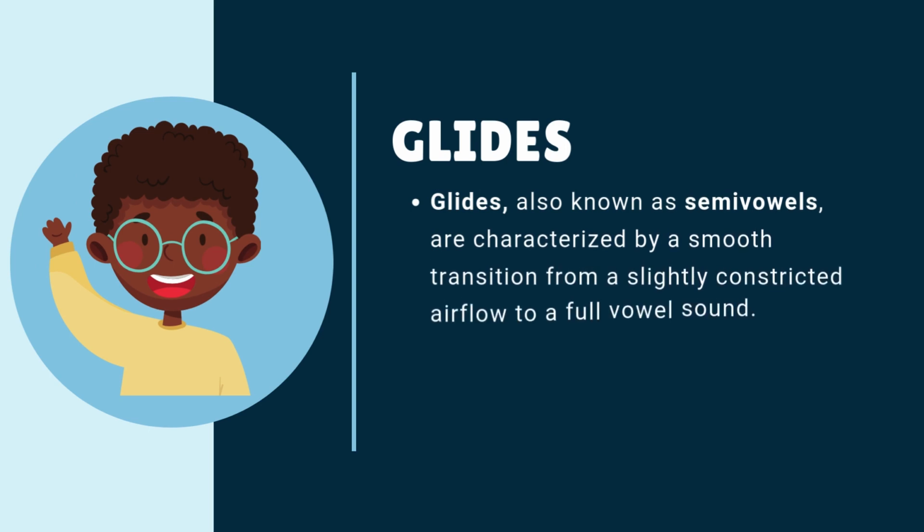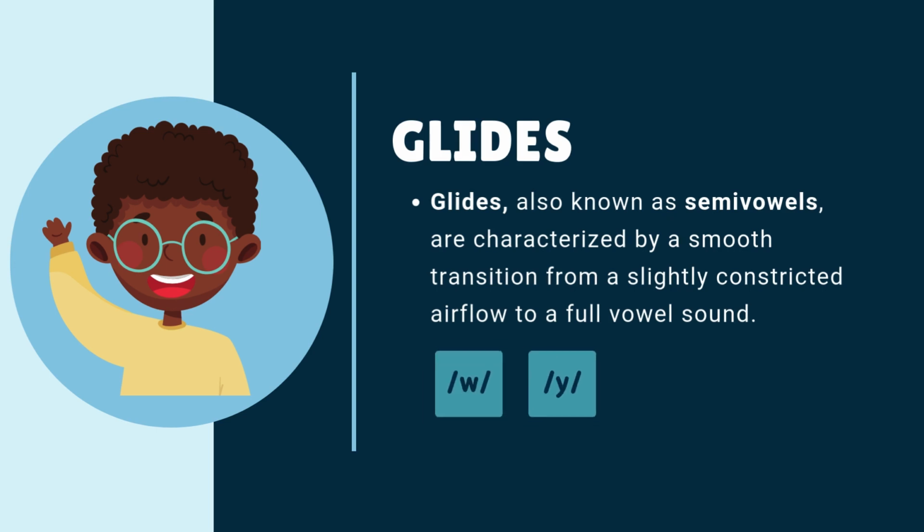Glides, also known as semivowels, are characterized by a smooth transition from a slightly constricted airflow to a full vowel sound. There are 2 voiced glides. And there is one unvoiced glide.